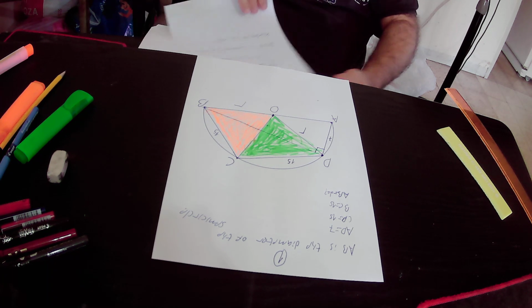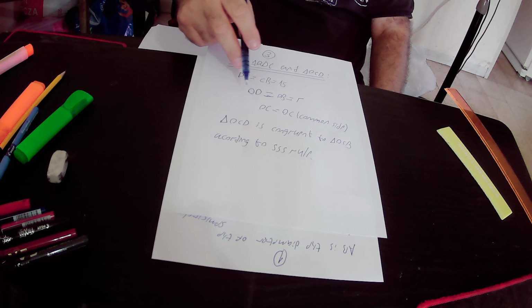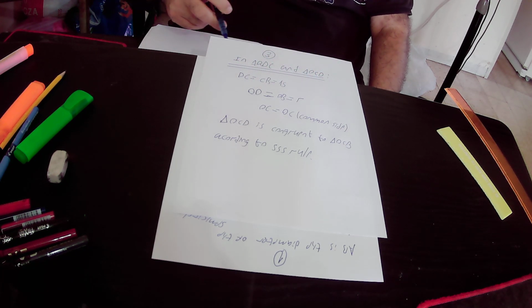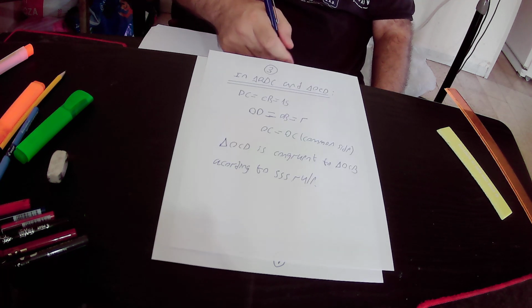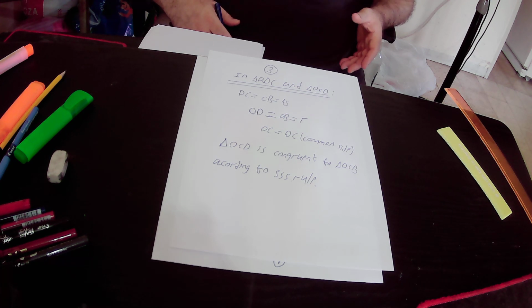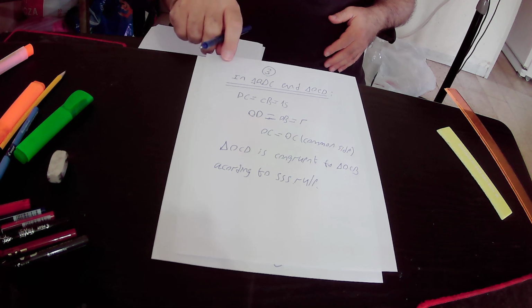So I will read again the things that I want. Triangle OCD, the green triangle, is congruent to triangle OCB, the orange triangle, according to the side rule. The side rule states that if all the sides of one triangle are equal to the sides of another triangle, then those two triangles are congruent to each other.